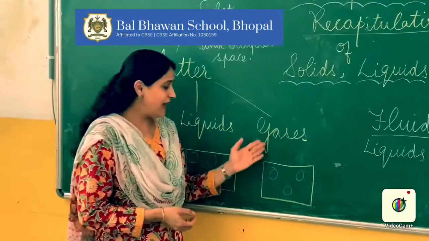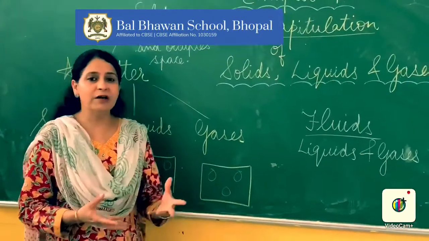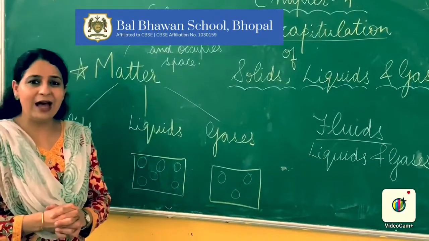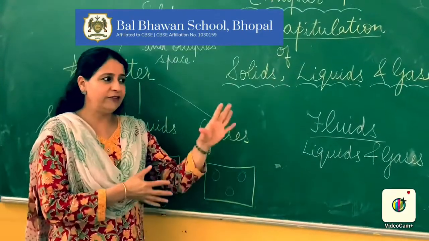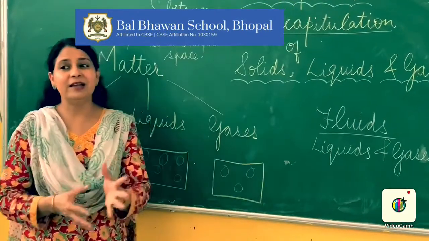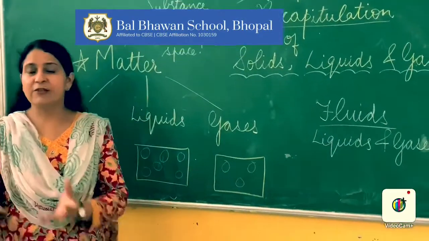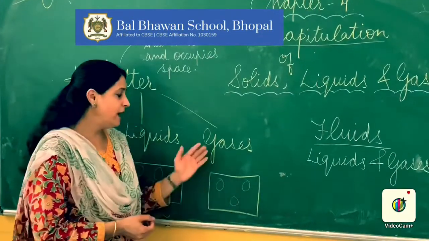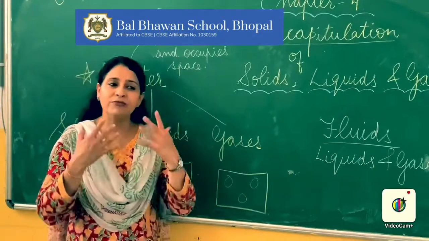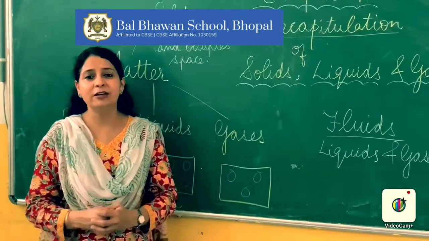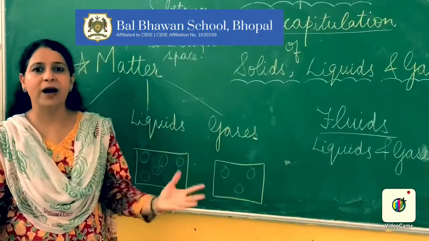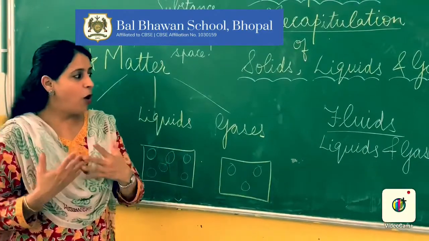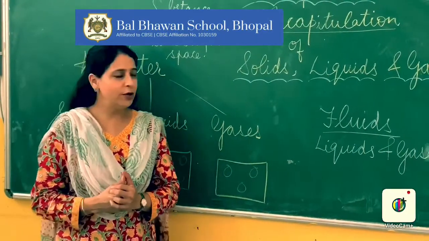For example, gases. When we spray perfume in the room, what will happen? When we spray it in one corner, the smell can be traced from all the corners. That is how it explains that in gases the molecules move very freely from one another, they move far apart, and they take all the space that is available to them.